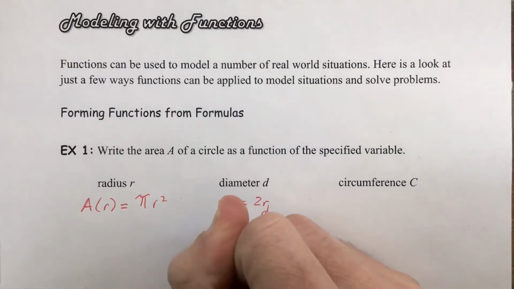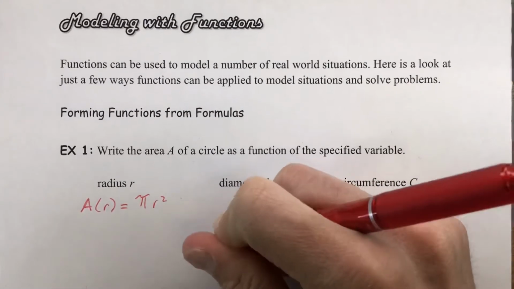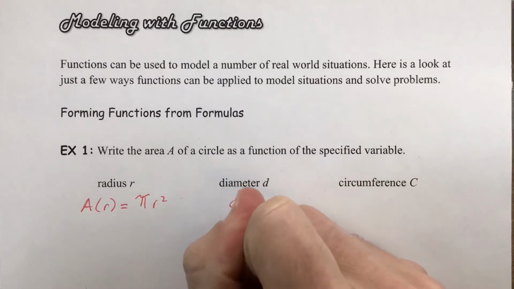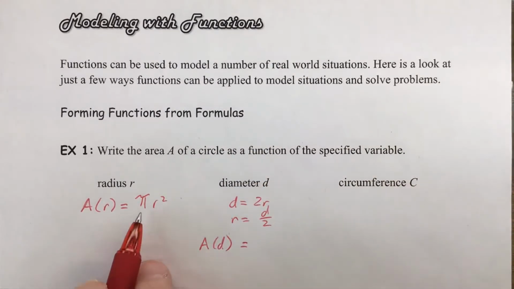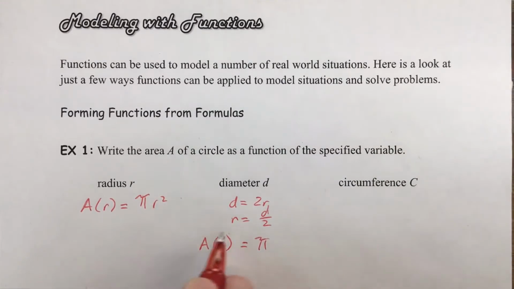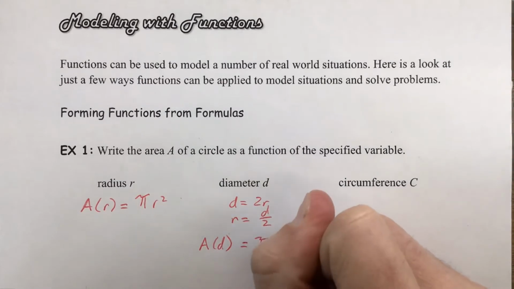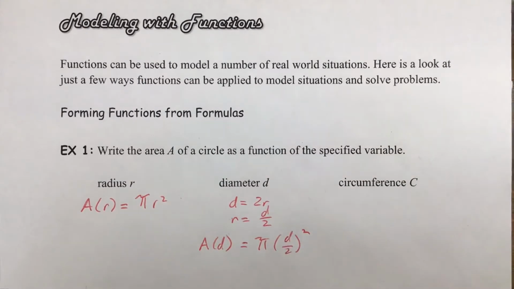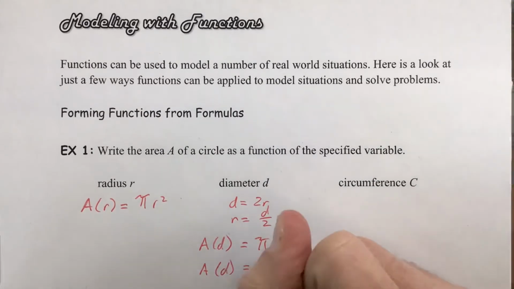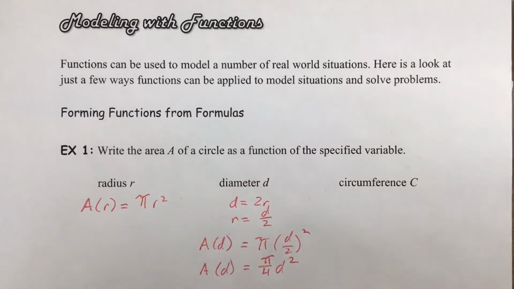The area in terms of d is going to be equal to pi multiplied by the radius squared, but the radius is d over 2. So we get that. You can clean this up a little bit. You can go ahead and realize that 2 to the second power is actually a 4. So we can move the divisor of the 4 out front, and we get pi over 4 times d squared.